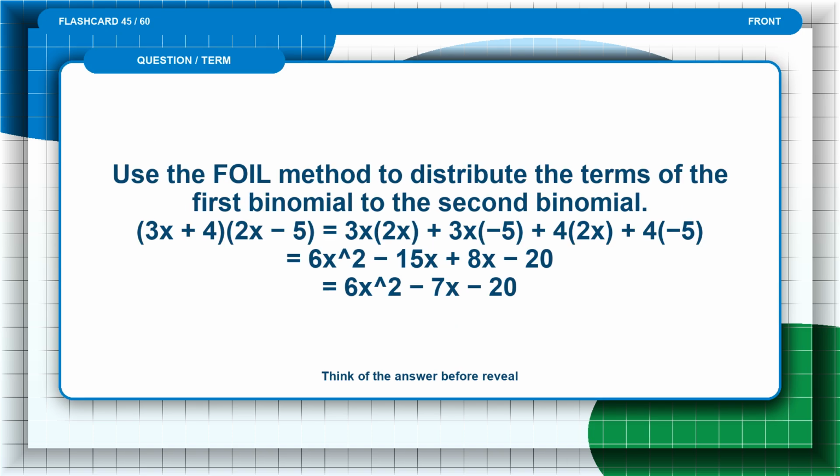Flashcard 45. Use the FOIL method to distribute the terms of the first binomial to the second binomial. (3x + 4)(2x - 5) = 3x(2x) + 3x(-5) + 4(2x) + 4(-5) = 6x² - 15x + 8x - 20 = 6x² - 7x - 20. Think of the answer before the reveal.